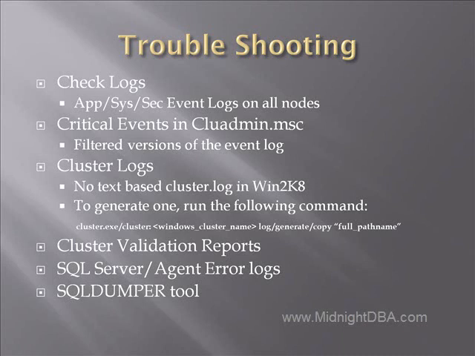Now this is one difference. Unlike in Windows 2003, we don't have a text-based cluster.log by default in Windows 2008. But not having the cluster text log doesn't mean that we are not capturing anything related to cluster events. We are. In fact, we are collecting more than in 2003, but to view those, you need to run this command: cluster.exe /cluster with the cluster name, log generate copy, and provide the path where you want to generate the log. At that point it's going to create the text file.